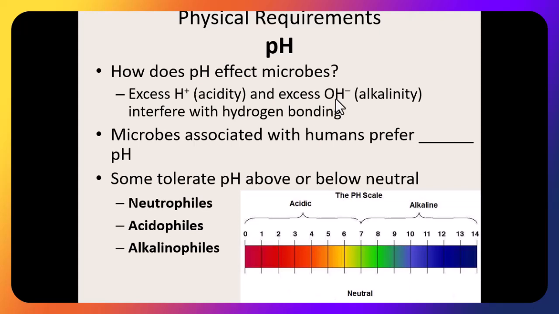Now, microbes associated with humans prefer a neutral pH, right around 7, 7.3, somewhere in there. They grow best at that. But there are other organisms out there that like more extreme pH differences. So neutrophiles, again, it has that phile word in it, like neutral pH. An acidophile likes a more acid environment, and an alkalinophile likes a more alkaline environment.